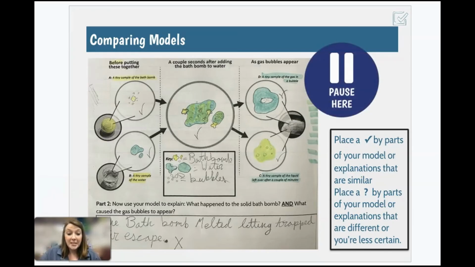So go ahead and pause here, take as long as you need to do a little bit of comparison, add check marks anywhere there are similar pieces and similar explanations, and question marks anywhere there's a difference or just a little bit less certainty. And go ahead and play whenever you're ready to move on.